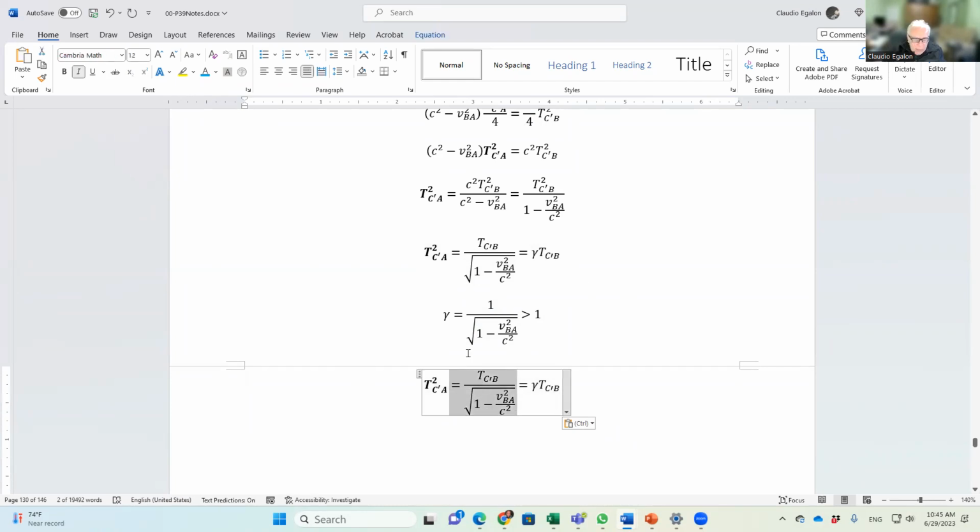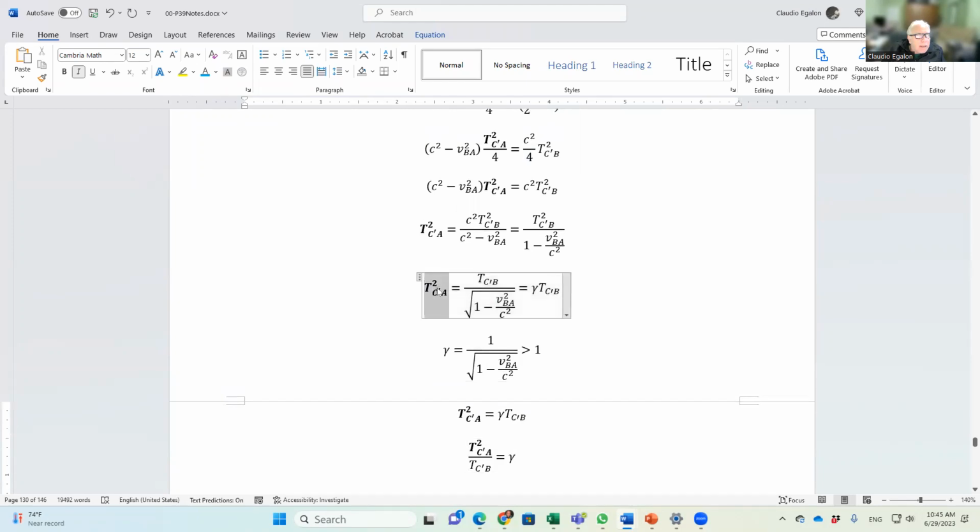Okay, if gamma is greater than 1, we can rewrite that in the following way. Here you go. Period of the clock with respect to A, right? And period of the clock A. Oh, wait a minute, I didn't take out, I gotta take out the square root here, right? Like that. There's no square there. Gamma is greater than 1.